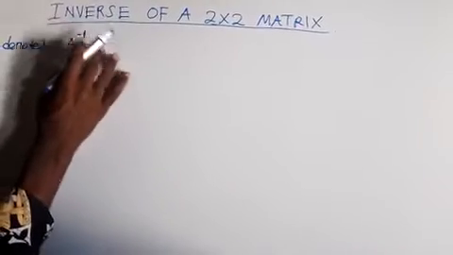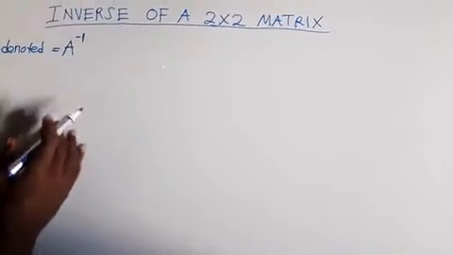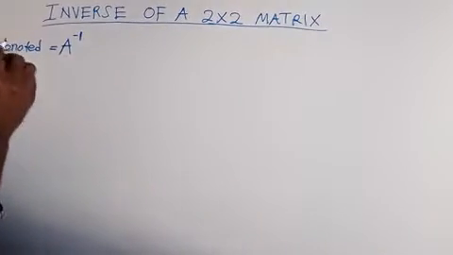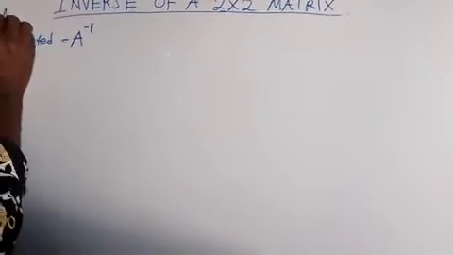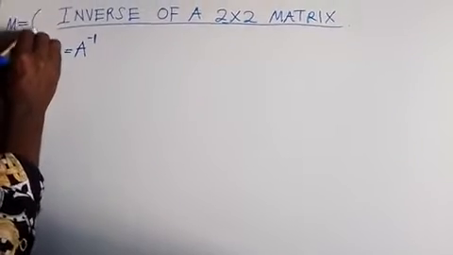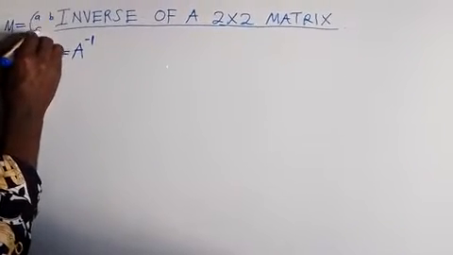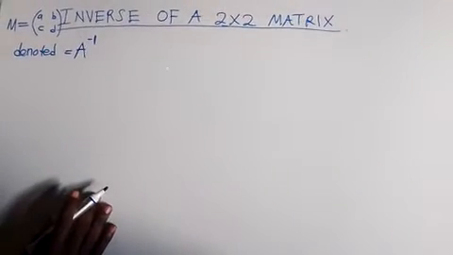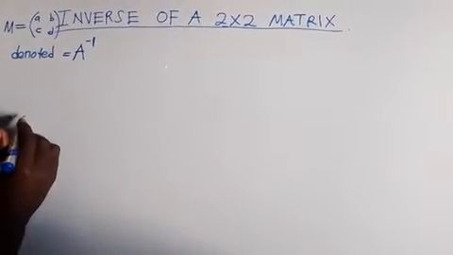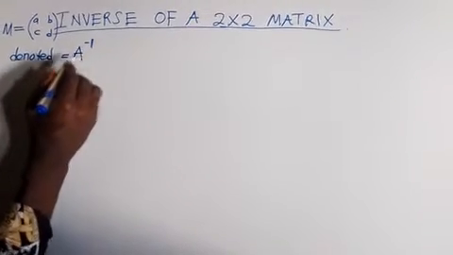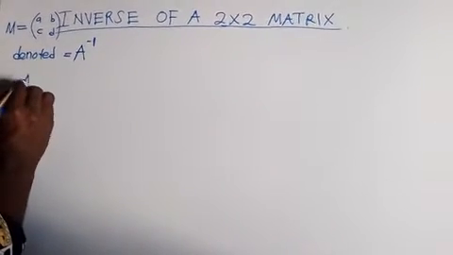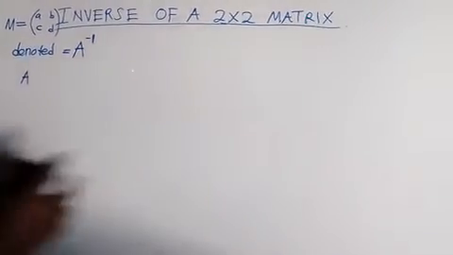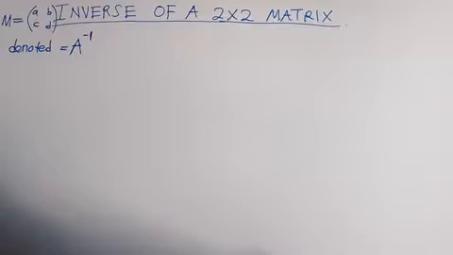For example, let's say you are given a matrix M is equal to this, so we've got A, B, C, D. This is what you are given. Then you are told to find the inverse of that. You are going to start with M, because that is the matrix given.